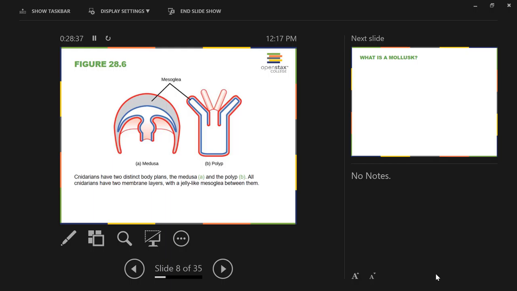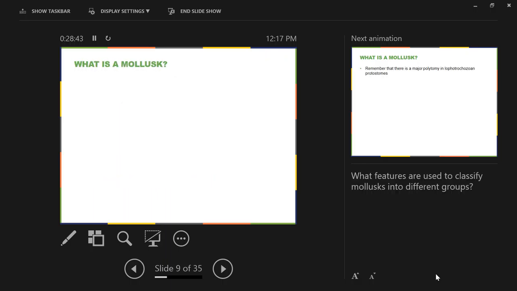What's that? The C? Oh, why is it? I don't know. Yeah, why can't it just be an N? Yeah. Well, and then you have another group of non-bilaterians called Ctenophora, and it's CT. Yeah, I don't know. So what is a mollusk?